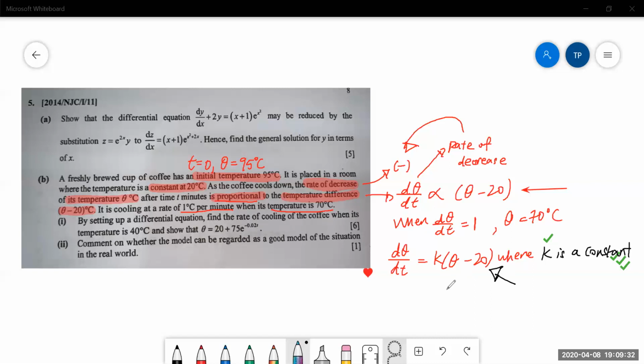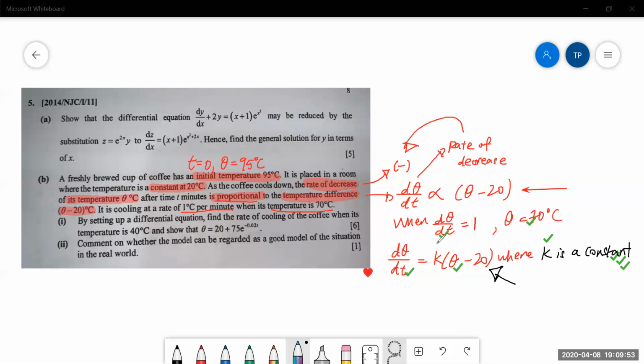Sub in the value of 1. Annotate d theta over dt equals to 1. Yes, correct. Then what else? This into here. Wow, very good. Finally learning how to annotate.